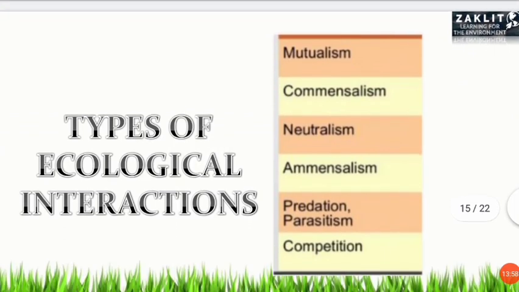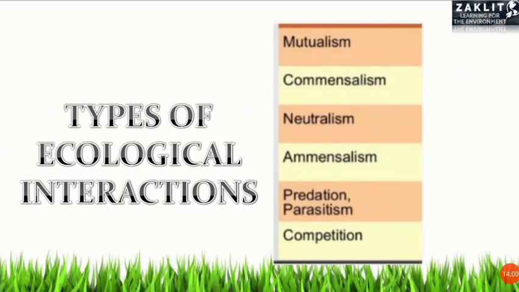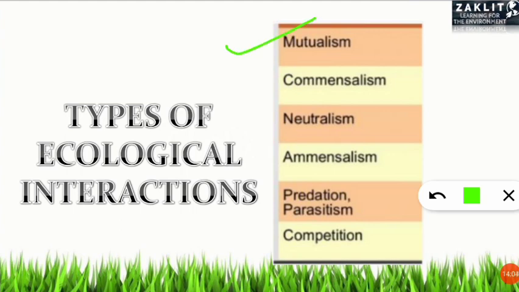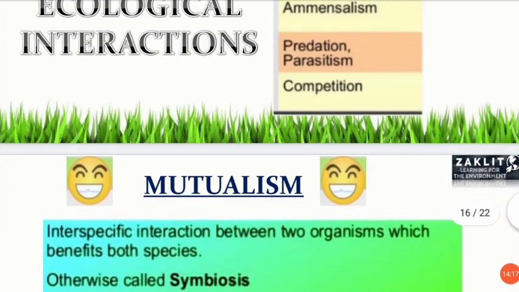So these are the important types of ecological interaction. So what are these? We will know. First is mutualism, then commensalism, neutralism, amensalism, predation or parasitism. They come under one interaction type, and next is competition, which is seen among all these kinds of interaction. So we'll know one by one, starting with mutualism.